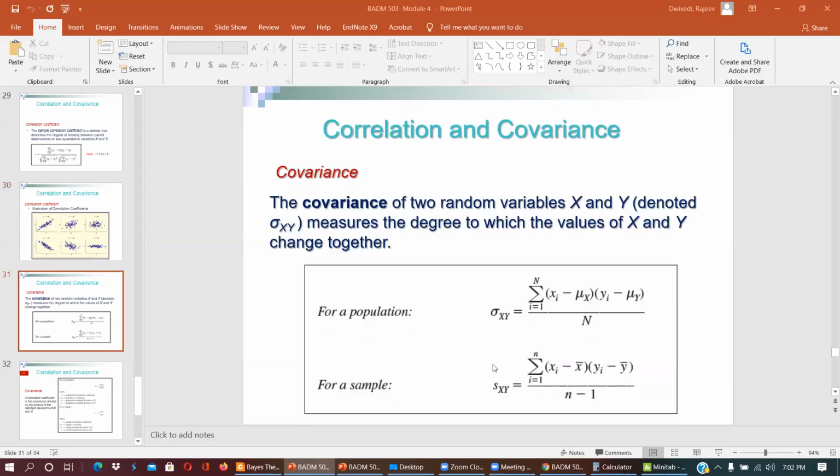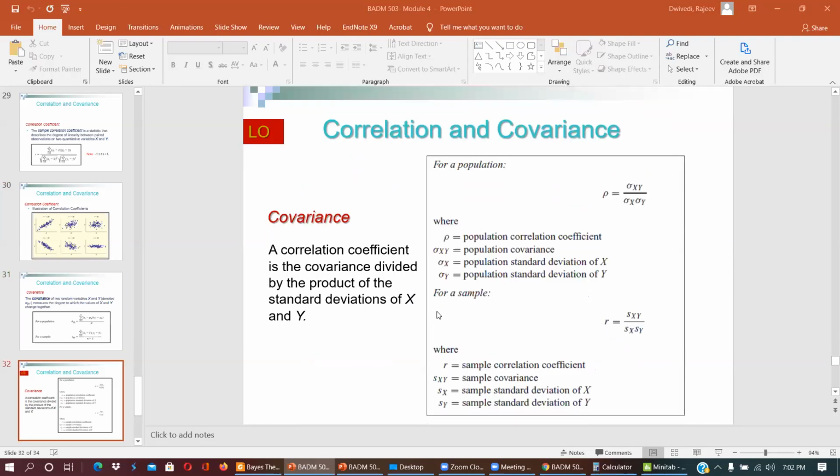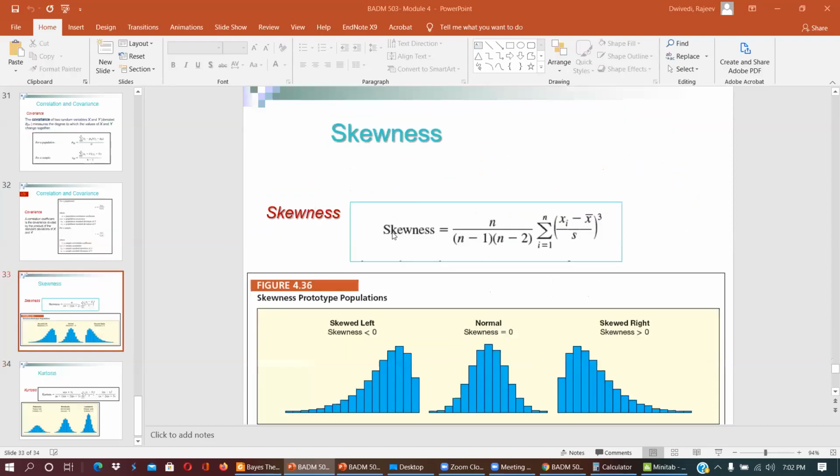Covariance is also here. This is the formula. For two random variables, it measures the degree to which the values of x and y change together. This is covariance, how they are varying with respect to each other. This is covariance, and this is the formula.